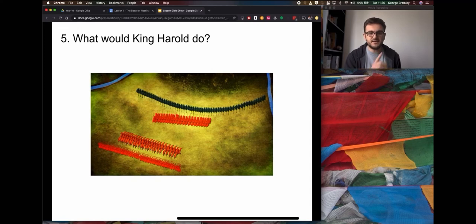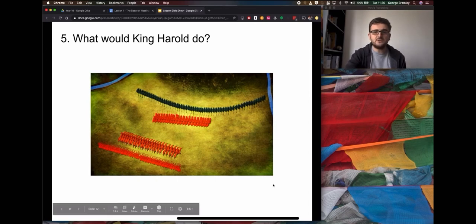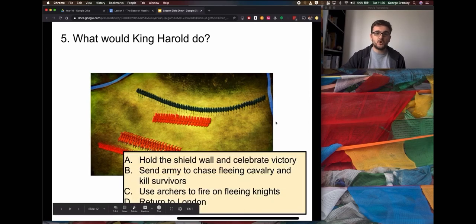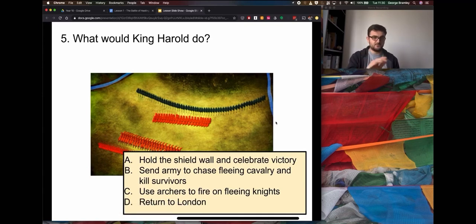Now I've got a slightly different question for you this time. This time I'd like you to write down in the second box across, what do you think Harold Godwinson and the Fyrd will do next? Will Harold Godwinson and the Fyrd hold the shield wall and start to celebrate victory because the Normans have run away, so clearly the Anglo-Saxons have won? Will King Harold Godwinson and the Fyrd send the army to chase the running away cavalrymen?